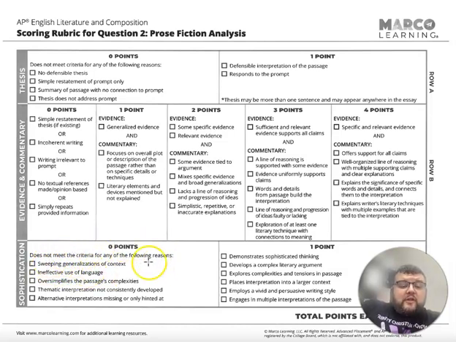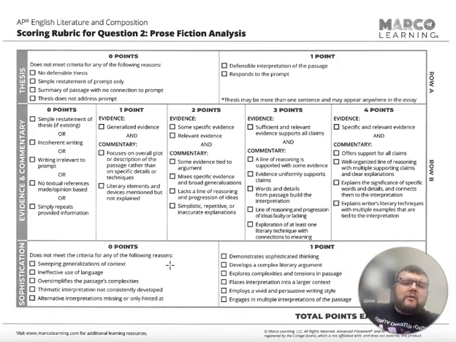It's basically a does not meet or meets. For 0 points, it does not meet the criteria for any of the following reasons: you have sweeping generalizations, ineffective use of language, oversimplification of the passage's complexities, thematic interpretation not consistently developed, alternative interpretations missing or only hinted at. And ineffective use of language does include grammar. So that is why, as much as it may seem like I harp on it, make sure you proofread, make sure you edit. It does matter.